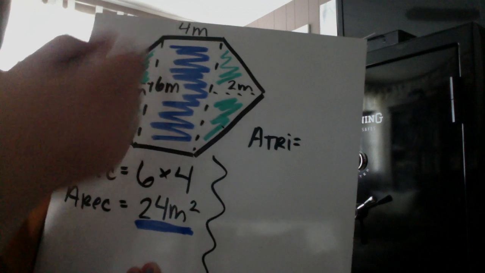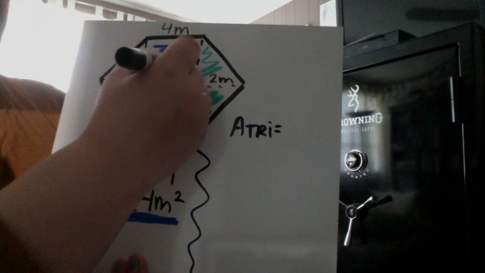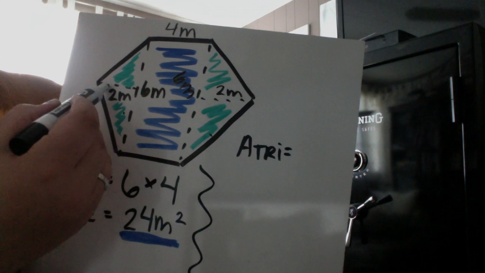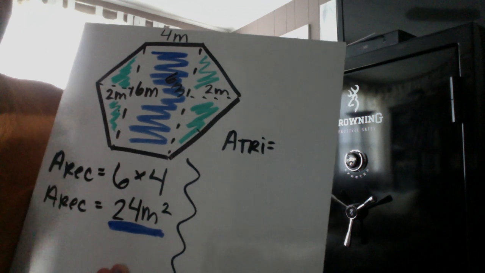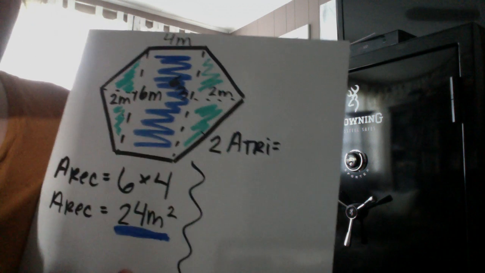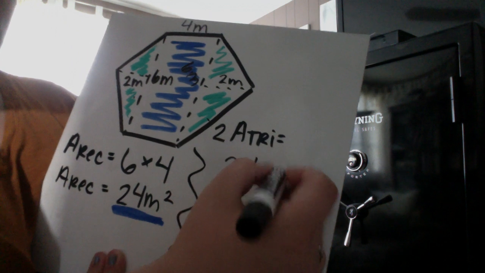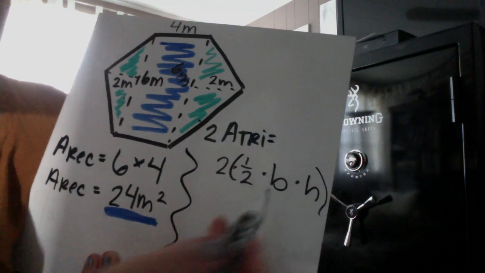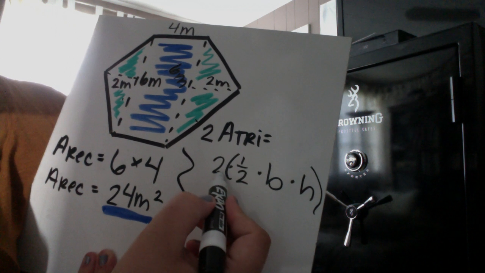Let's double check. I know that this length right here is 6, and this length has to match it. So this is also 6 meters. And I know the height of this triangle is 2 meters, and the height of this triangle is 2 meters as well. So they are exactly the same thing, which means I have 2 triangles. So for the 2 areas of the triangles, I'm going to do 2 times 1/2 times the base times the height. Remember, this is what our normal area of a triangle looks like, 1/2 base times height. But I have 2 of them, so I'm going to find that and multiply it by 2.